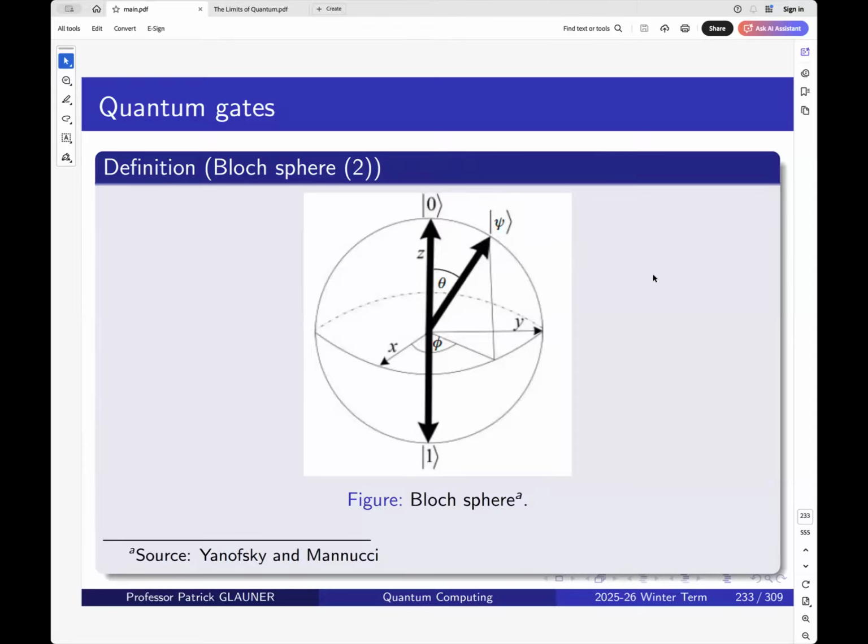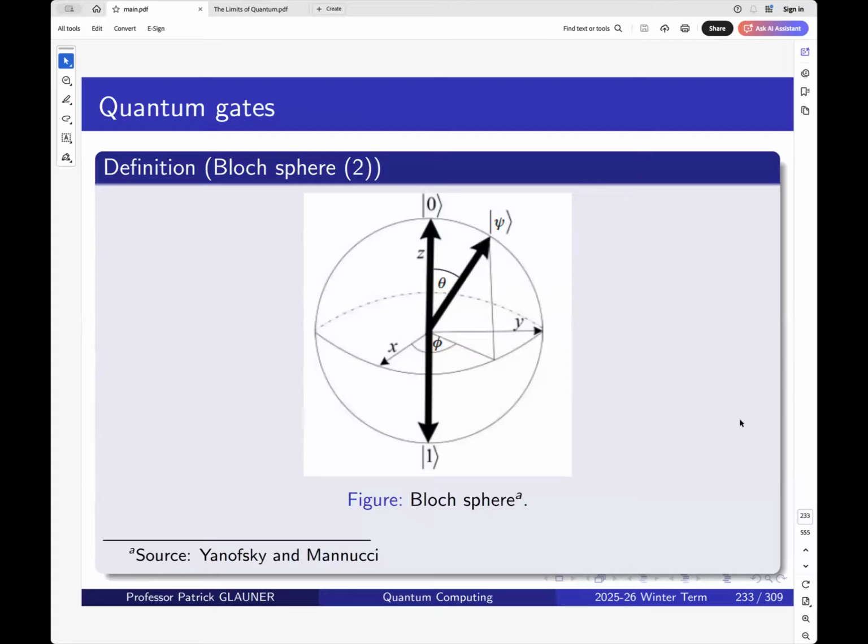Do you think this is the only possible outcome, or could we get a 1 as well? You can answer in the chat. And yes, we could get a 1 as well, even though here it's unlikely. But if I run the same experiment many, many times, and each time I do a measurement for a state that looks like this, then yes, sometimes I would get a 1 as well. So this is the Bloch sphere.